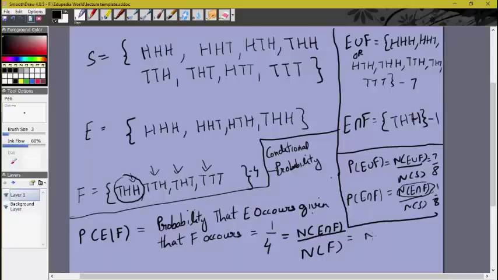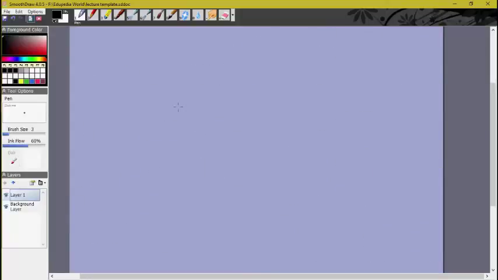Right, and what we can also do is divide both the numerator and denominator by n of S. So n of E intersection F by n of S, over n of F by n of S, and what this comes out to be is, look at this box above, P of E intersection F by P of F. I'll just write it here, P of E intersection F by P of F. So this is basically the definition of conditional probability. Now we'll forget the heads and tails and I'll explain a little bit more once more.